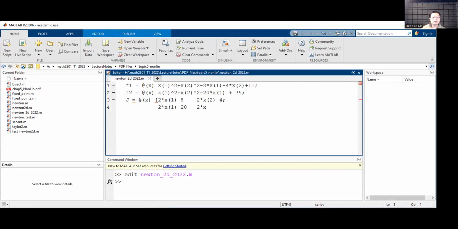So now the second derivative will be 2x1 minus 20, and the other one is just 2x2. Okay, so I have f1, f2, and the Jacobian. And now I just say, okay, I have an initial guess. Remember x is now a vector, so I put in x is 2 and 4. This is the initial guess.